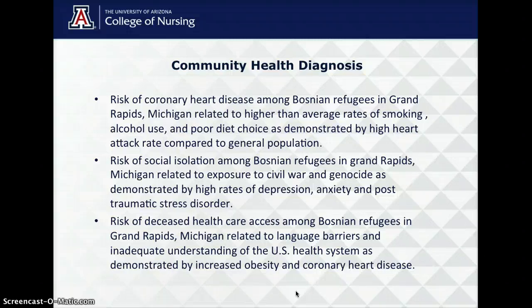There's a risk of social isolation among Bosnian refugees related to exposure to the civil war and genocide, and is demonstrated by high rates of depression, anxiety, and post-traumatic stress disorder. And thus also have a risk of decreased health care among Bosnian refugees in Grand Rapids related to language barriers and inadequate understanding of the United States system, as demonstrated by the increased obesity and increase in coronary heart disease.